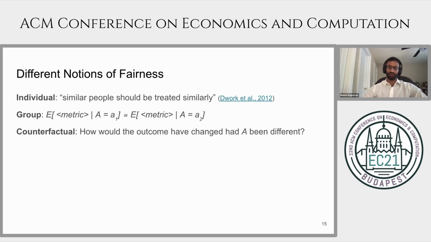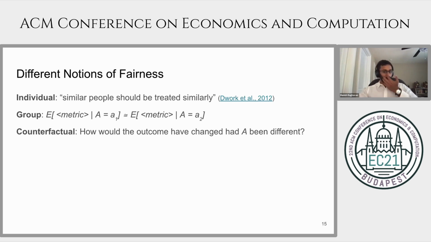Counterfactual fairness asks the question, how would things have changed if the sensitive attribute had been different, right? Would this individual's outcome have been significantly different if they had been of a different race or gender? And if so, maybe that's evidence that this decision-making process is unfair. So we'll look in a little bit more depth at each of these approaches.